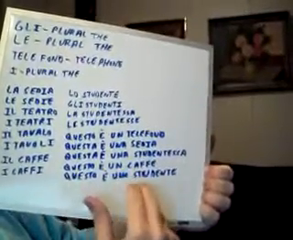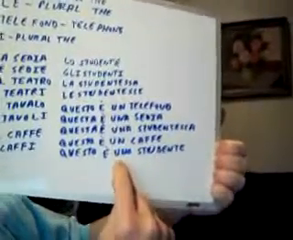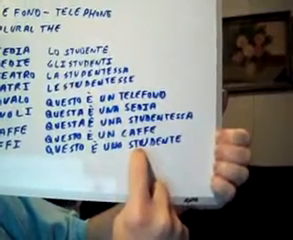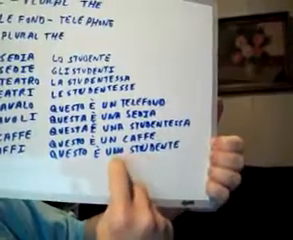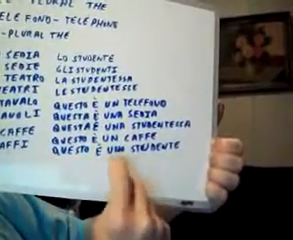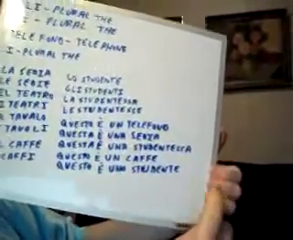And questo è uno studente. Now notice that uno right there. Why is that uno there? Because there's an S here and another consonant, which is T. That's why you have uno instead of un. Questo è uno studente. And that means this is a student. Or actually it means this is one student, to be precise.